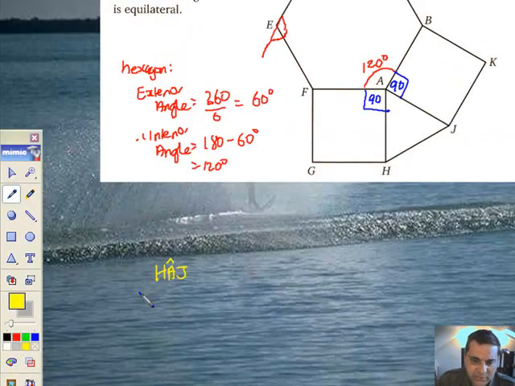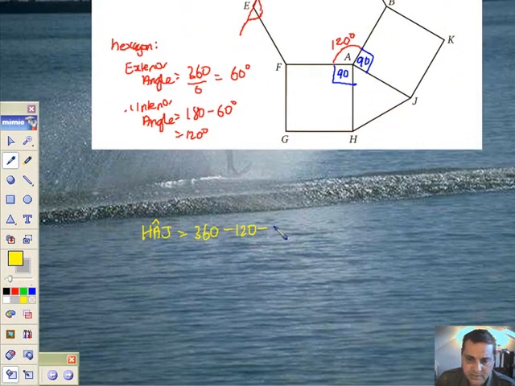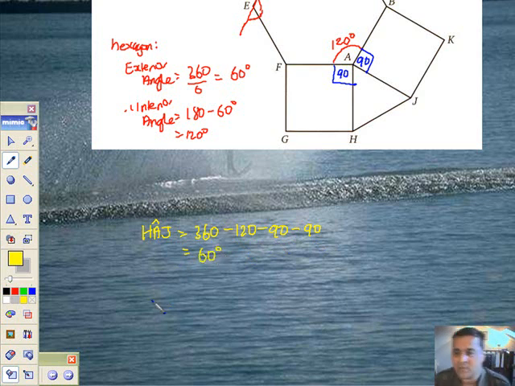HAJ, put a little hat on that to show it's an angle, equals 360 degrees, take away the 120, take away the 90 from one square, take away the 90 from the other square. Let's see what we get. That will be exactly 60 degrees. I know that because I can see it. So, I've proved it. Just grab your calculator or do it in your head, whatever you want to do, and prove that's 60 degrees. So I'm going to put a different colour here. Hopefully it will stand out. 60 degrees. That's 60 degrees.